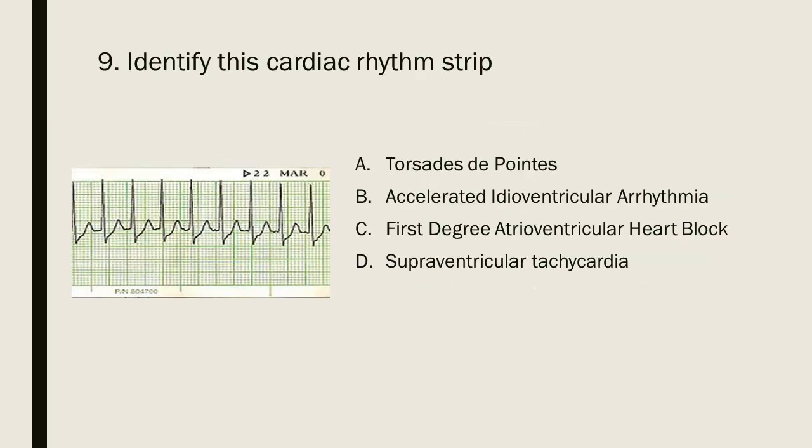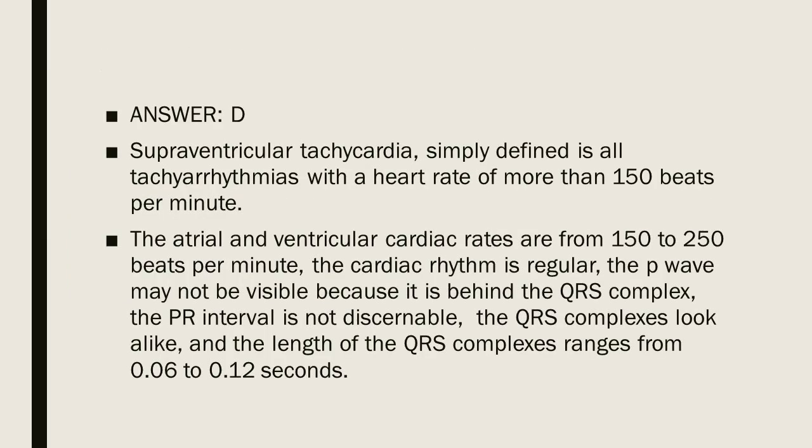9. Identify this cardiac rhythm strip. Torsades de pointes. Accelerated idioventricular arrhythmia. First-degree atrioventricular heart block. Supraventricular tachycardia. Answer, D. Supraventricular tachycardia, simply defined, is all tachyarrhythmias with a heart rate of more than 150 beats per minute. The atrial and ventricular cardiac rates are from 150 to 250 beats per minute.